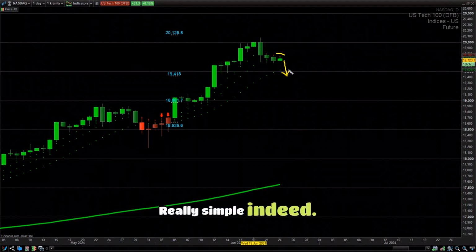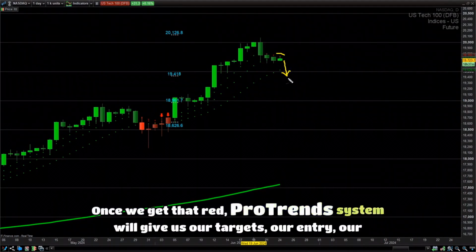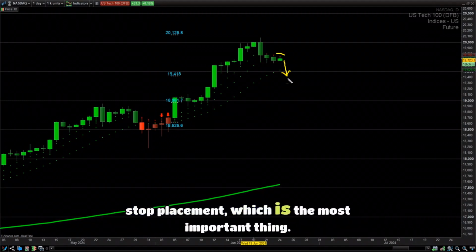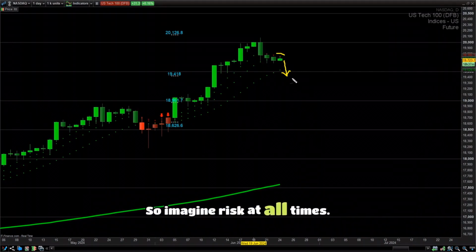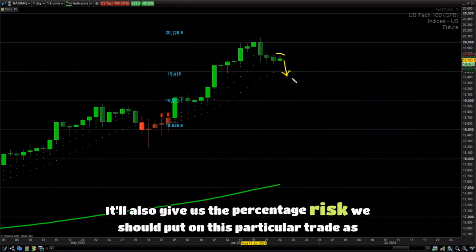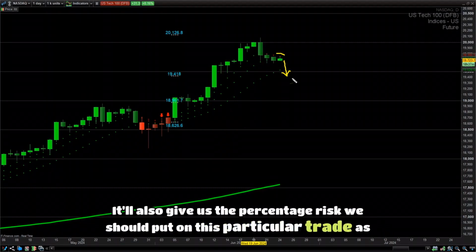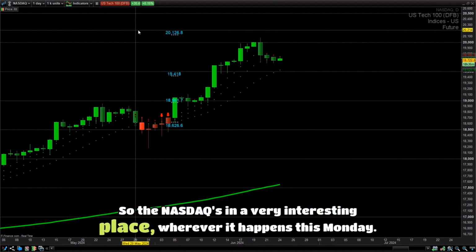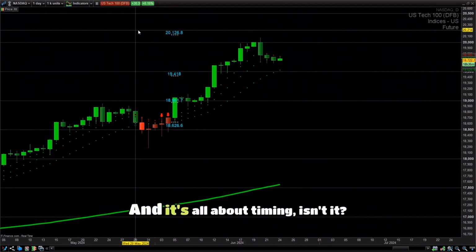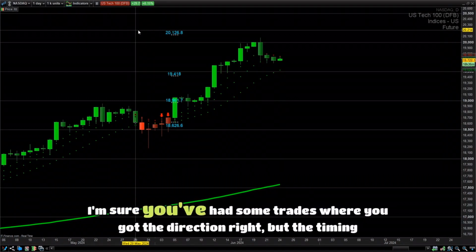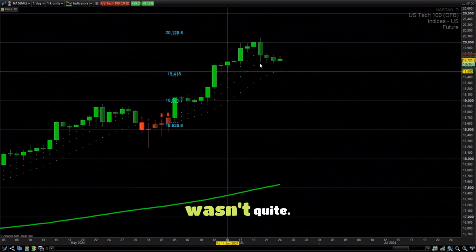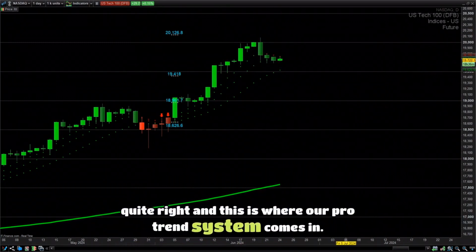Really simple indeed. Once we get that red, Pro Trading System will give us our targets, our entry, our stop placement, which is the most important thing. So imagine risk at all times. It'll also give us the percentage risk we should put on this particular trade as well. So the NASDAQ's in a very interesting place, whether it happens this Monday. And it's all about timing, isn't it? I'm sure you've had some trades where you got the direction right, but the timing wasn't quite right. And this is where our Pro Trading System comes in.